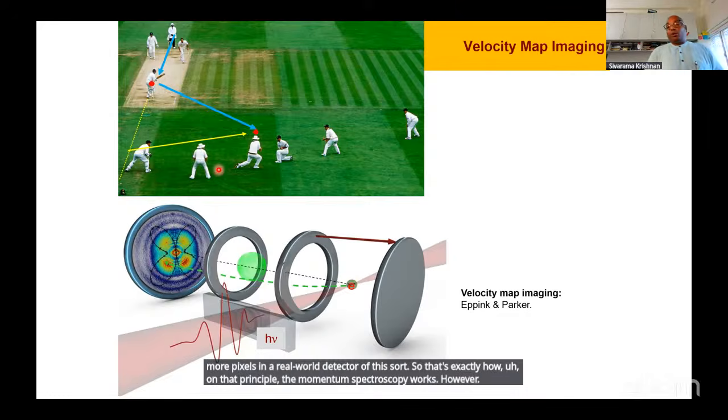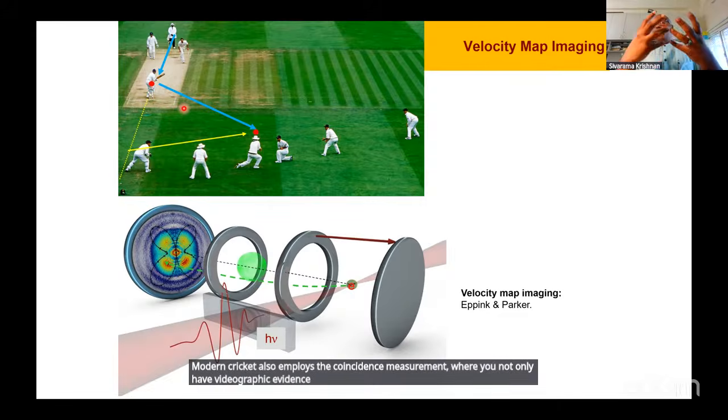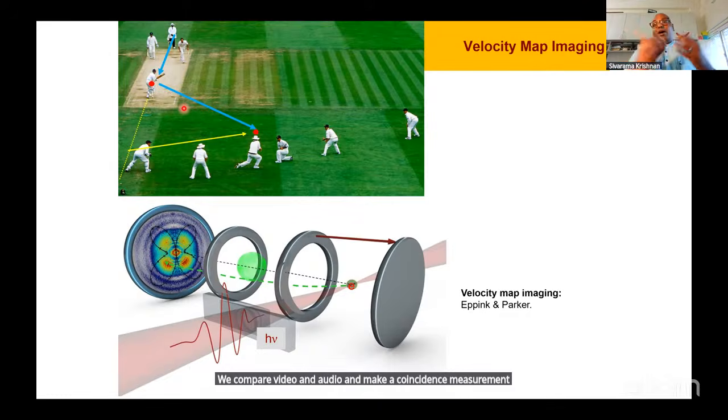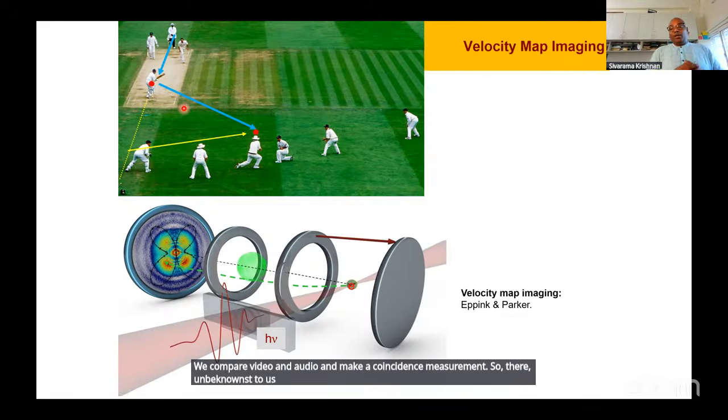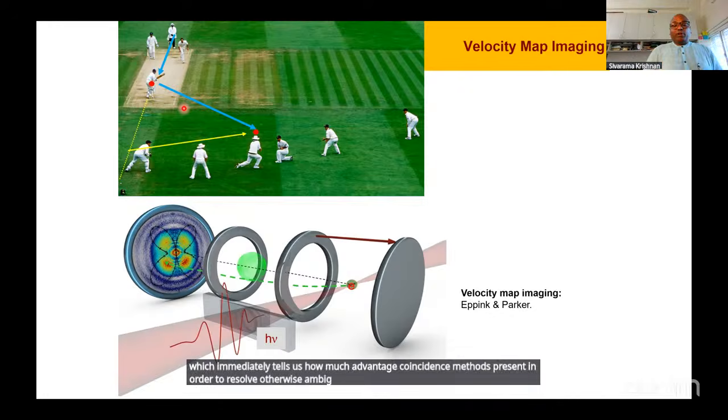However, modern cricket also employs the coincidence measurement, where you not only have videographic evidence, but you coincide that with acoustic evidence. Okay, the Snicko or Hawkeye or whatever it's called, we compare video and audio and make a coincidence measurement. So unbeknownst to us, or without giving it the same name, we are doing a coincidence measurement, and it is obvious to anyone watching this game, for example, which immediately tells us how much advantage coincidence methods present in order to resolve otherwise ambiguous phenomena or observations.